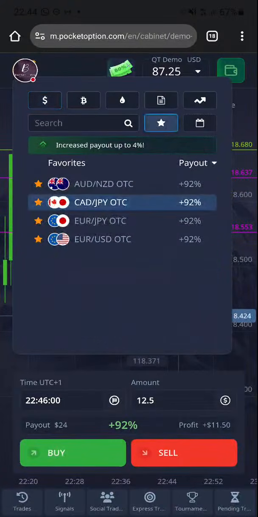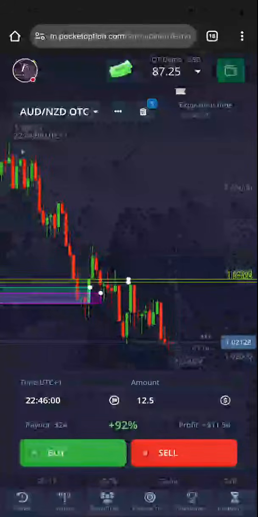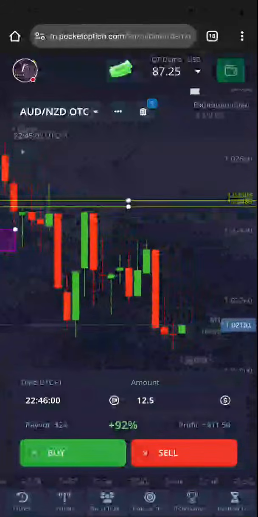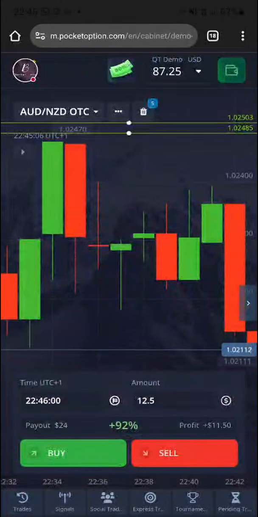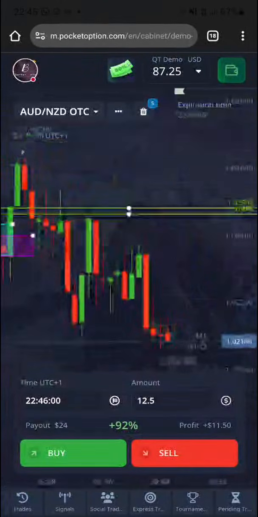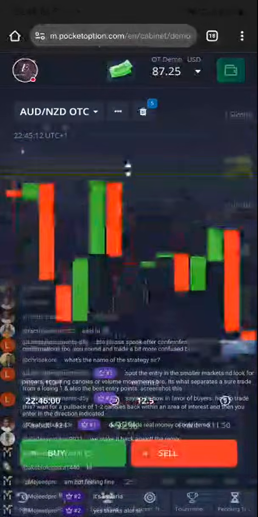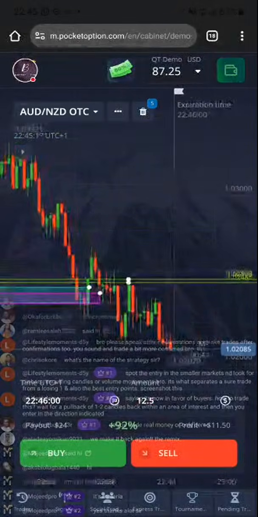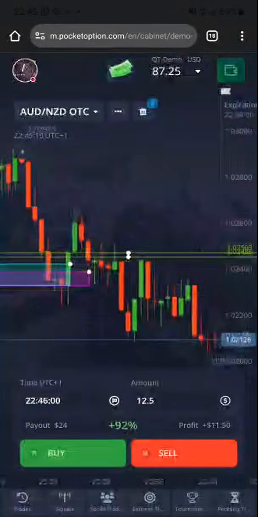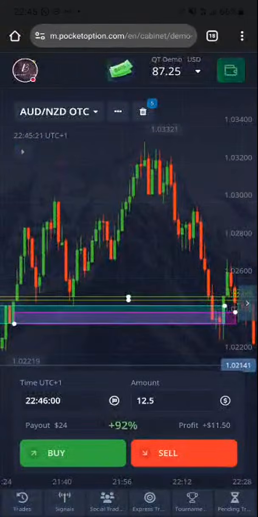Let me keep an eye on this market. This is a beautiful trade. Now you can see we have another doji here. But this market is different from that other market that we were talking about. Dojis work best in ranging markets. This is not a ranging market. This is more like a trendy market. You can see it's trending to the downside.